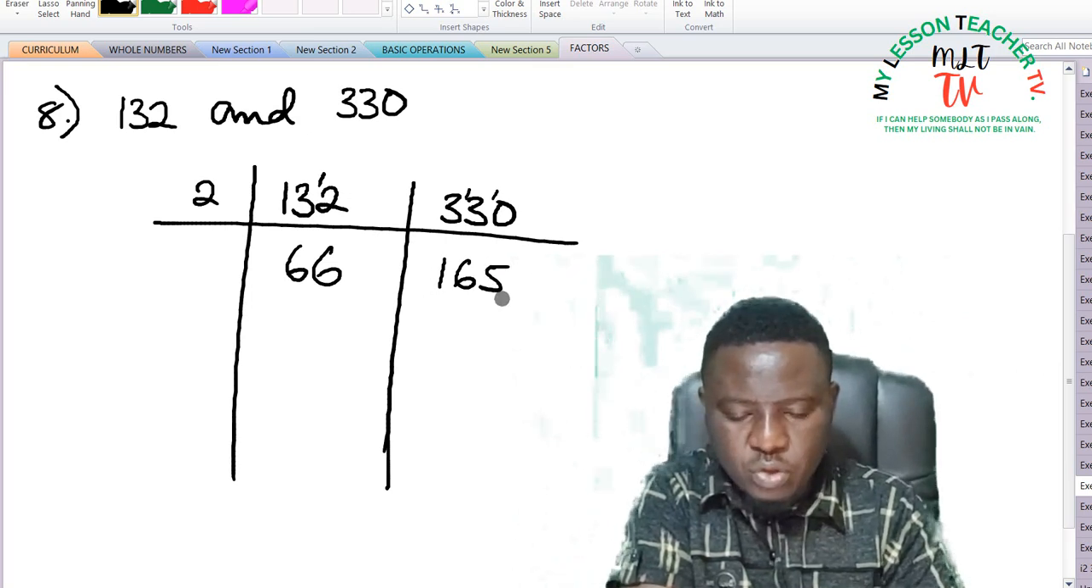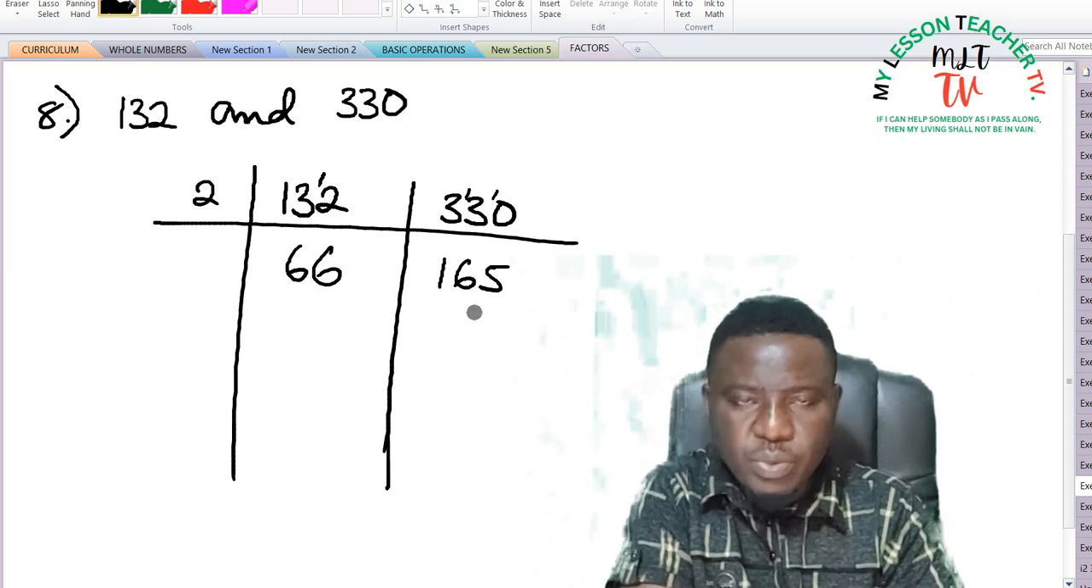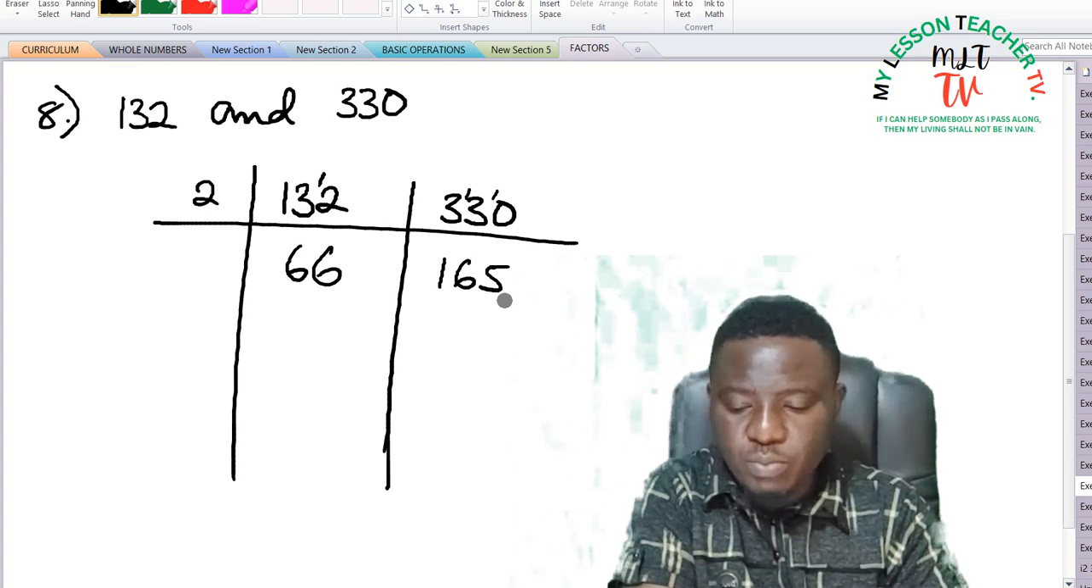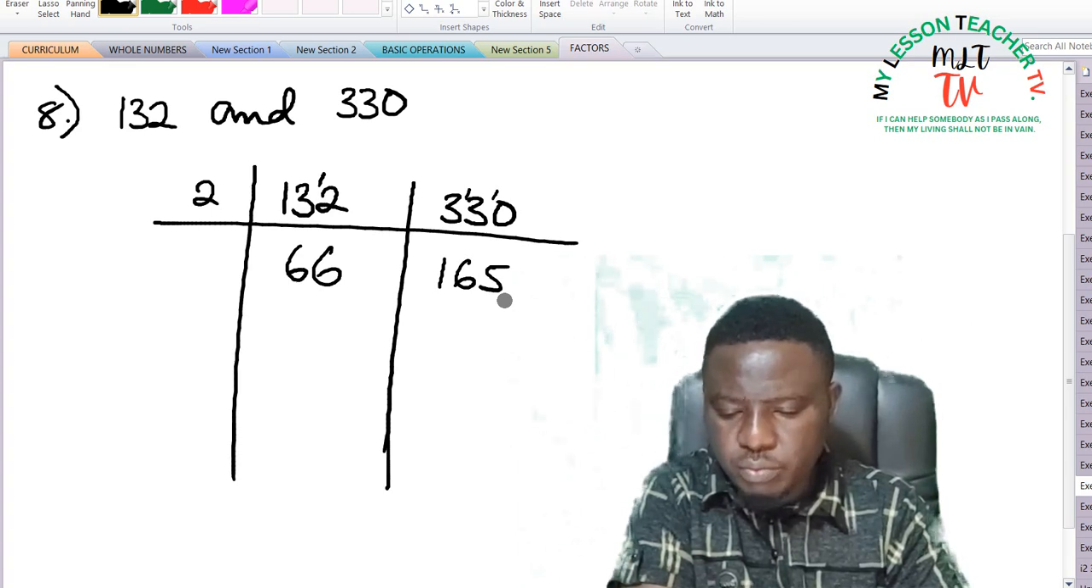2 cannot divide 165 because 165 is not divisible by 2. The reason being that the last digit 5 is not a multiple of 2. So we test for 3.